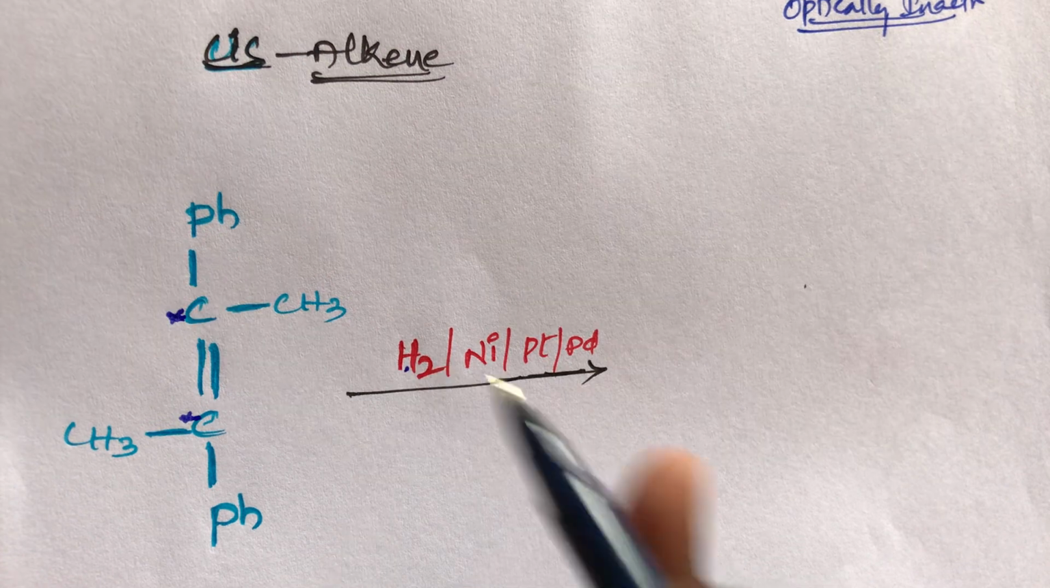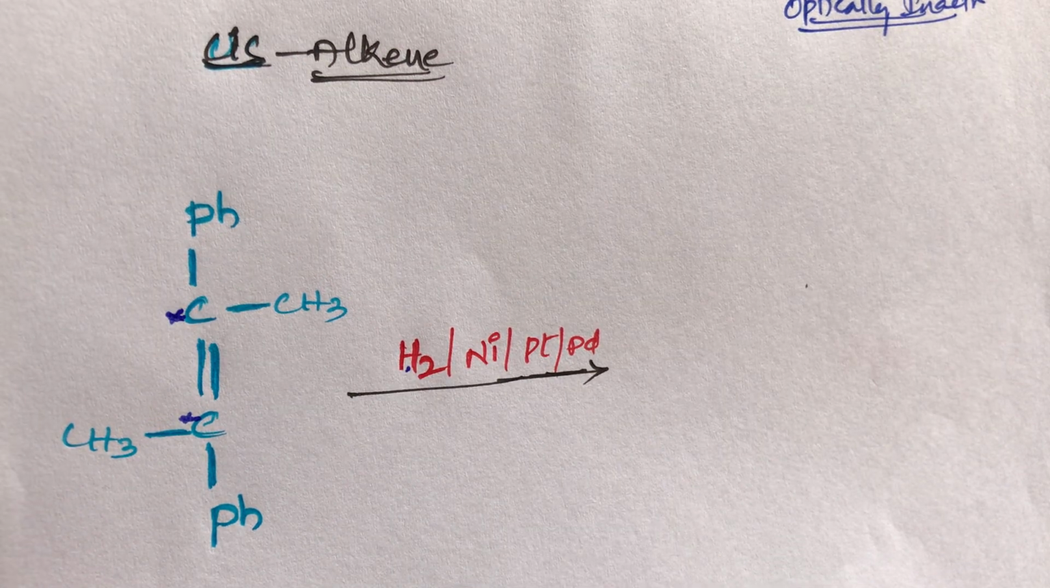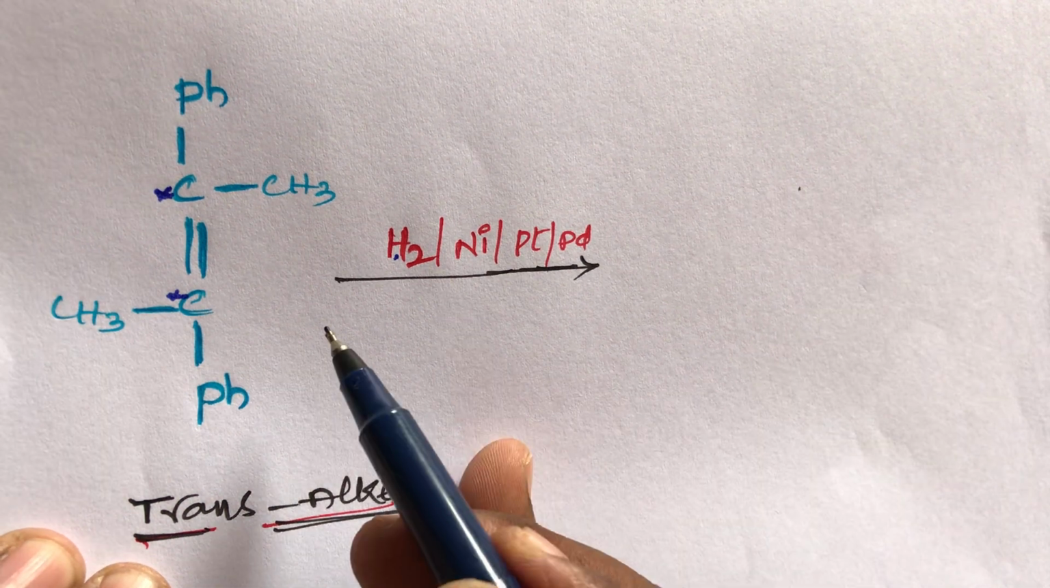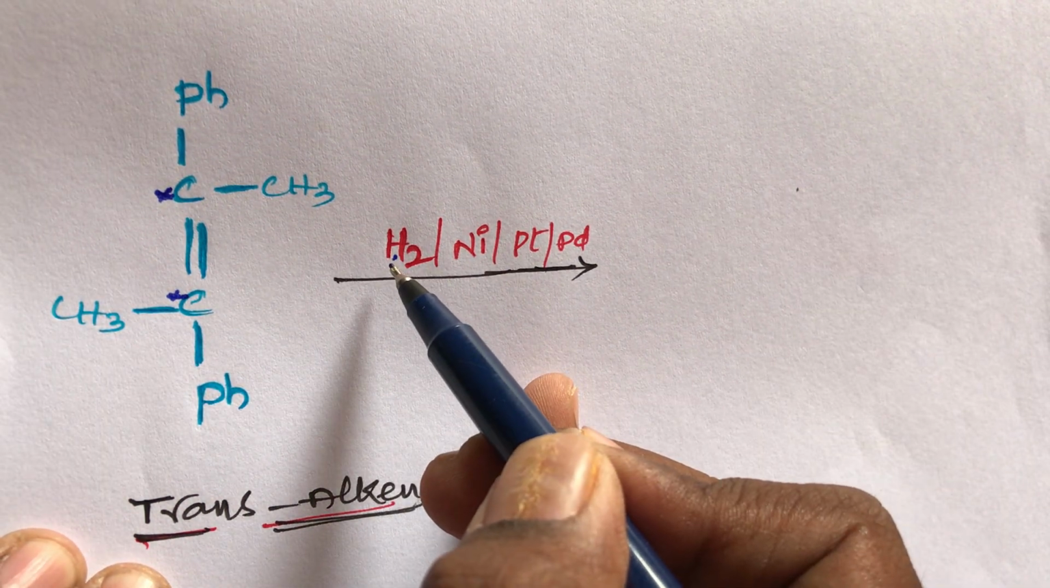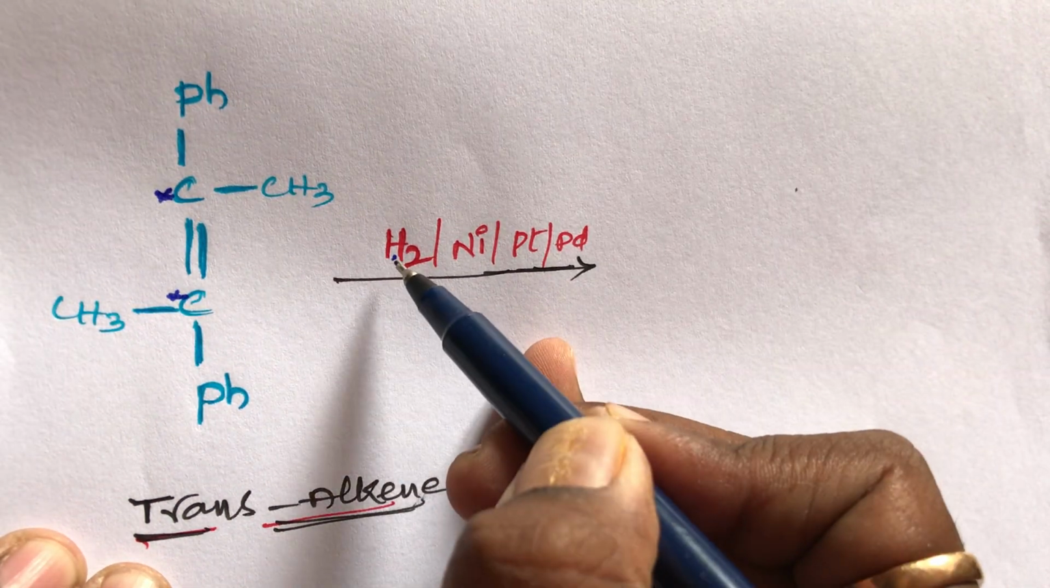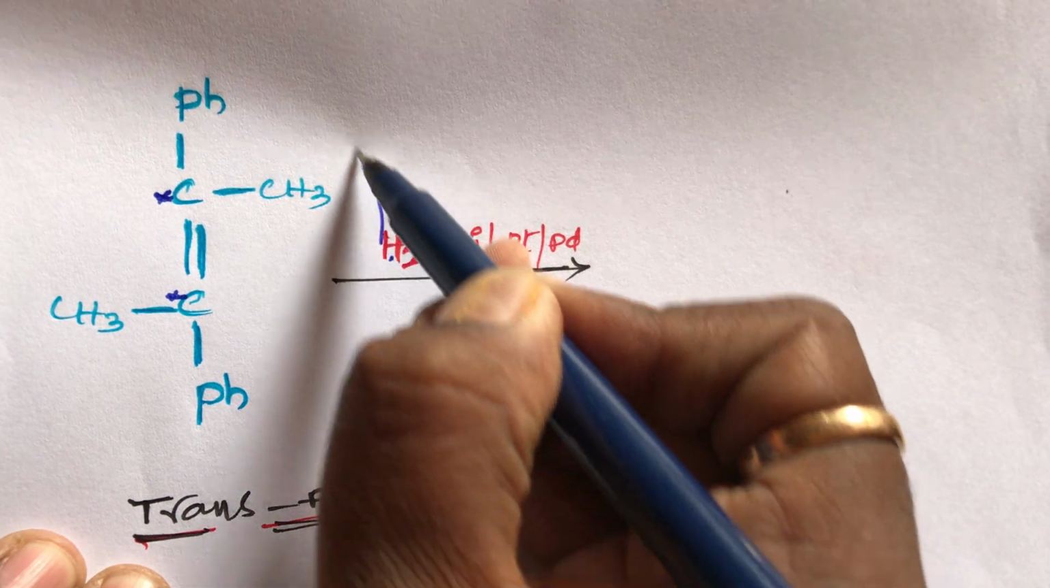Here two hydrogens are there. Hydrogenation means what, student? Addition of hydrogen. This is hydrogenation in trans alkenes. Here two hydrogens are there. This trans alkene also undergoes syn addition reaction. Here, of the two hydrogens, one hydrogen will attack the left hand side.